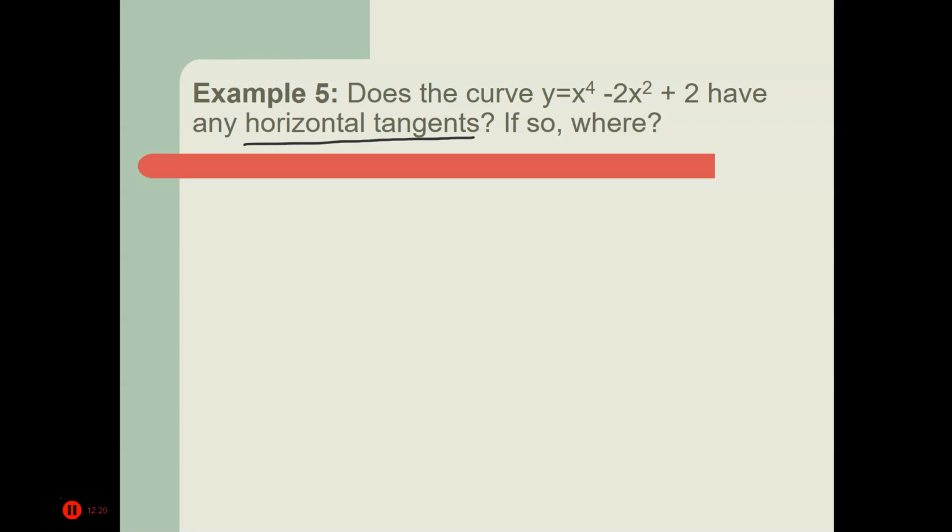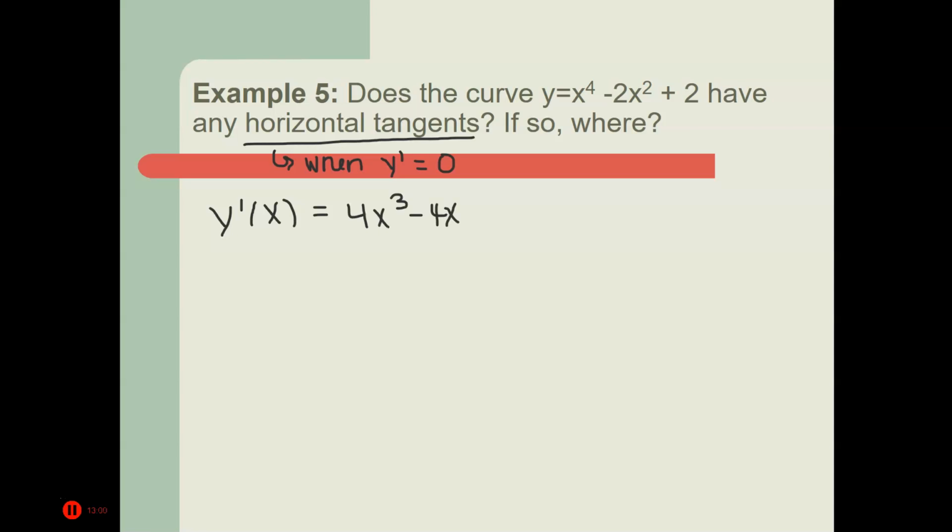So what we're looking for is where does this derivative equal 0, right? So the idea would be a horizontal tangent occurs when y prime equals 0. So we need to find y prime. So what's the derivative of x to the 4th minus 2x squared plus 2? Go ahead, Desiree. Good.